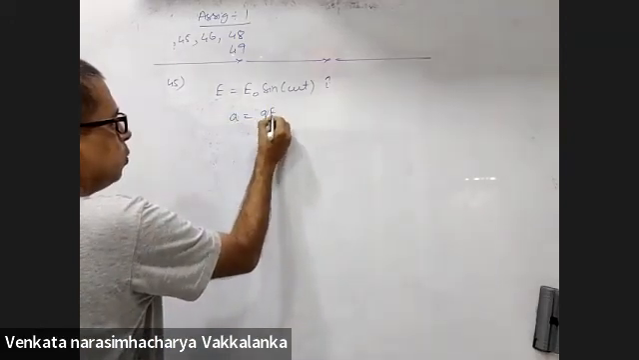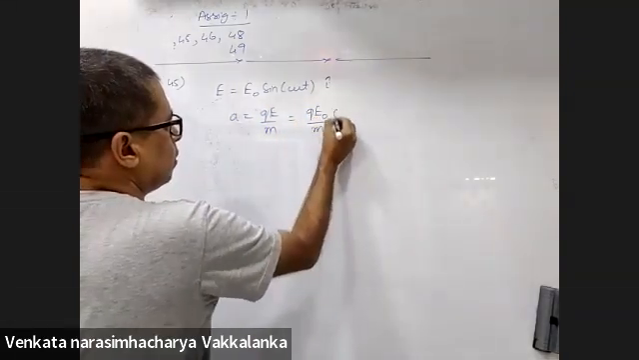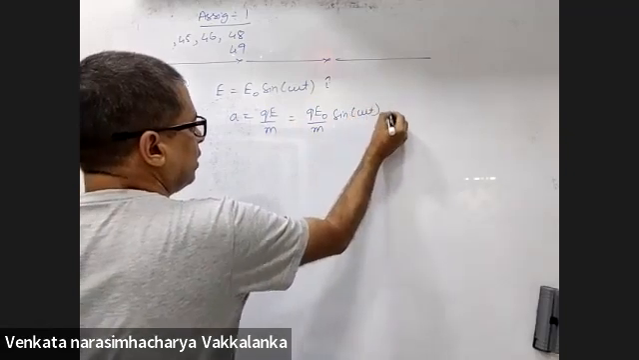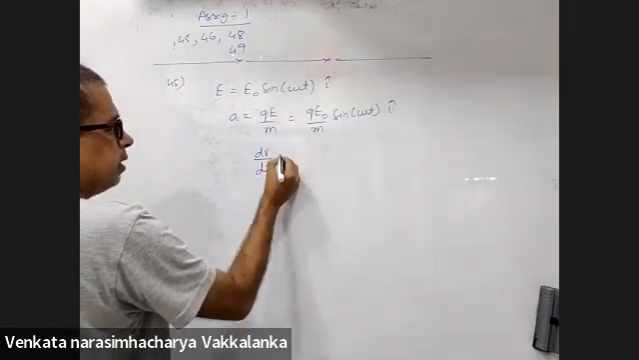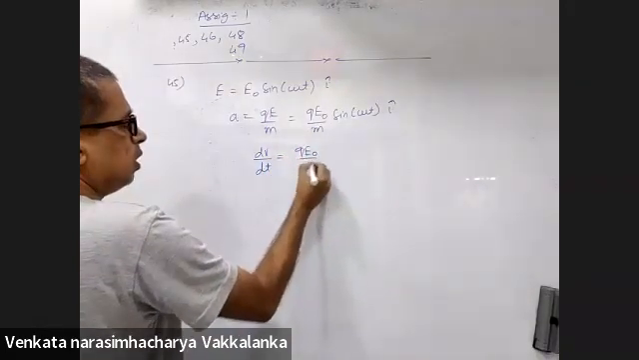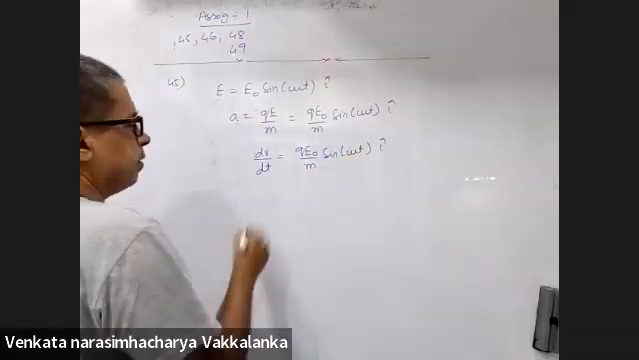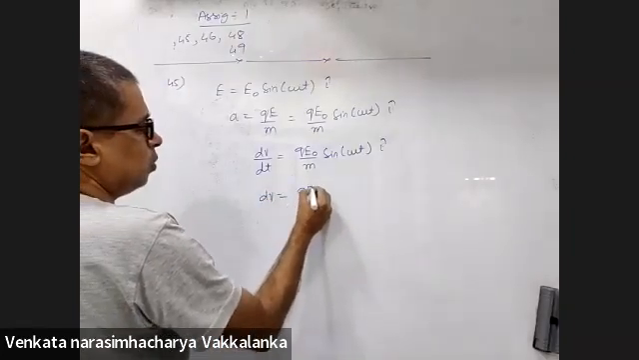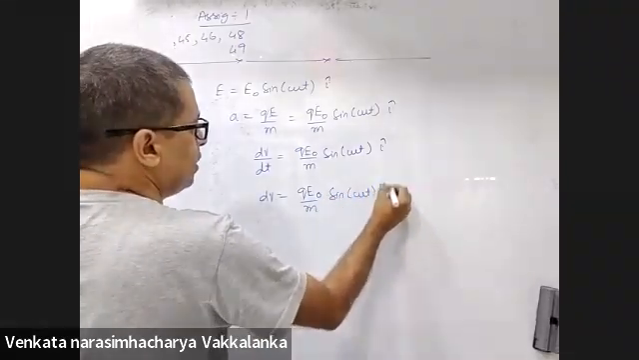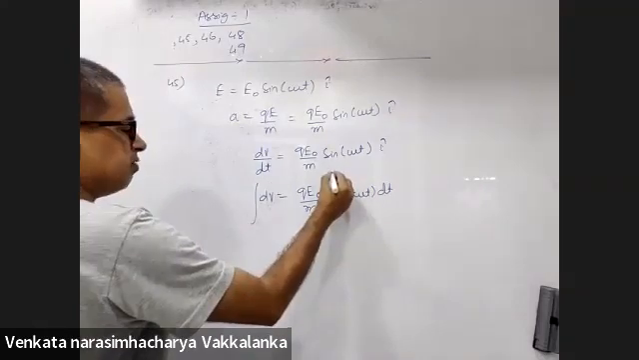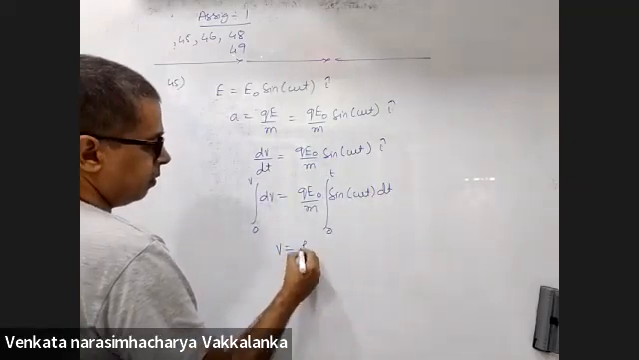Acceleration is QE by M. This will be Q E naught by M sine of omega t, which will also be along I cap. Acceleration is dV by dt, so dV is equal to Q E naught by M sine omega t dt. Integrate this as a function of time, and I will get V as a function of time.